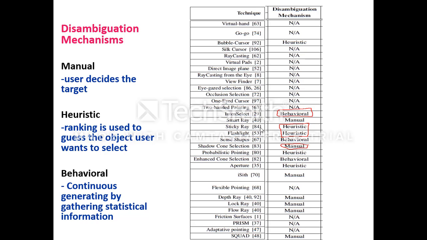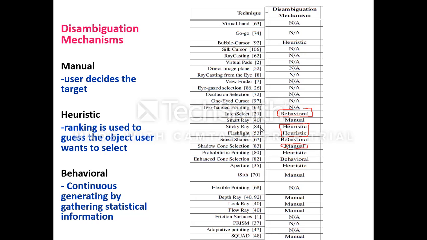And then we have a second group, which is the heuristic, which guesses which object the user is willing to select. So there is a ranking that is done according to the heuristic, and the highest ranked object is selected. We also use probabilistic pointing based algorithms here.